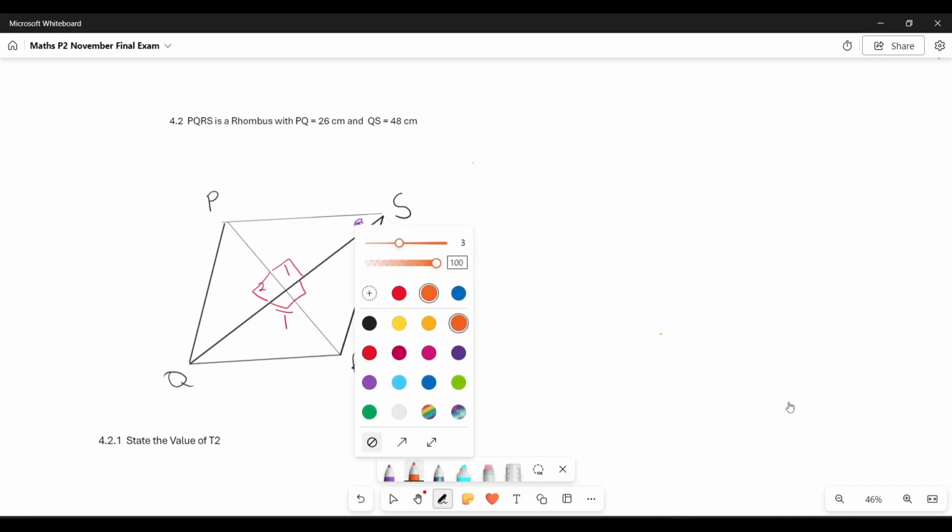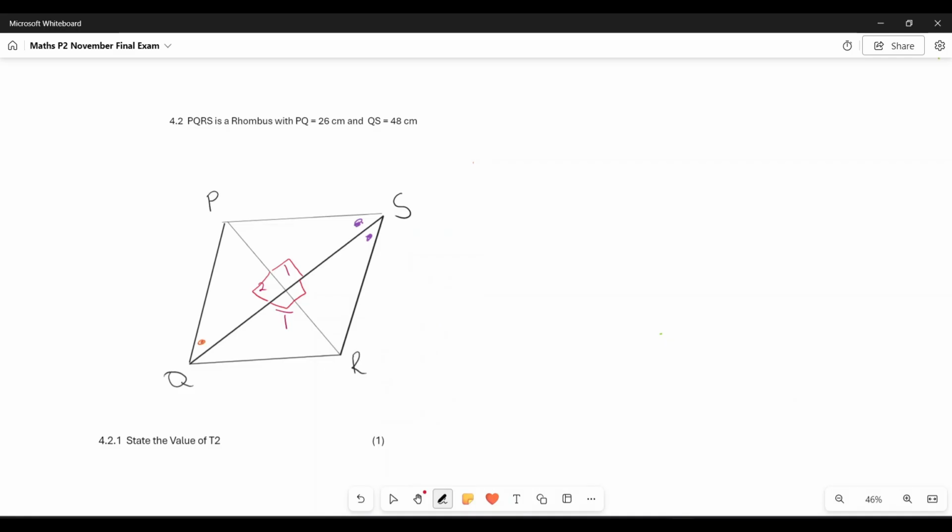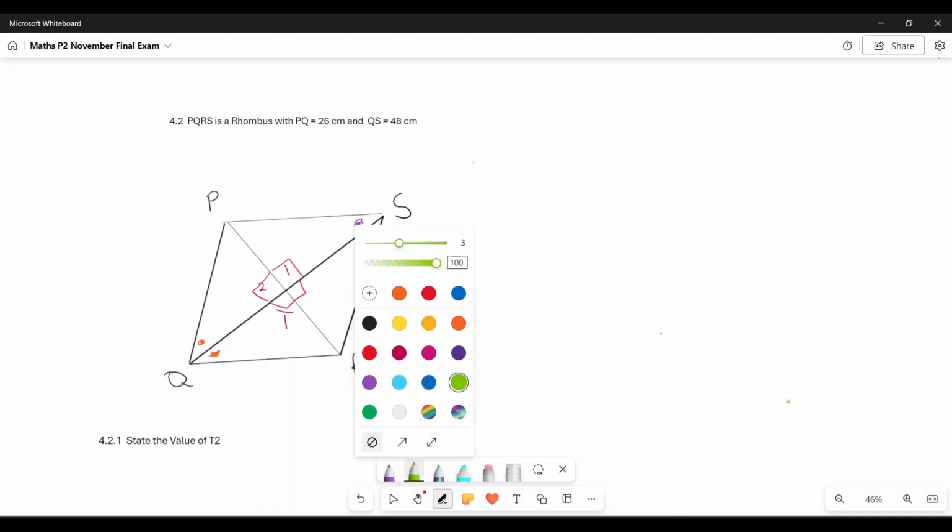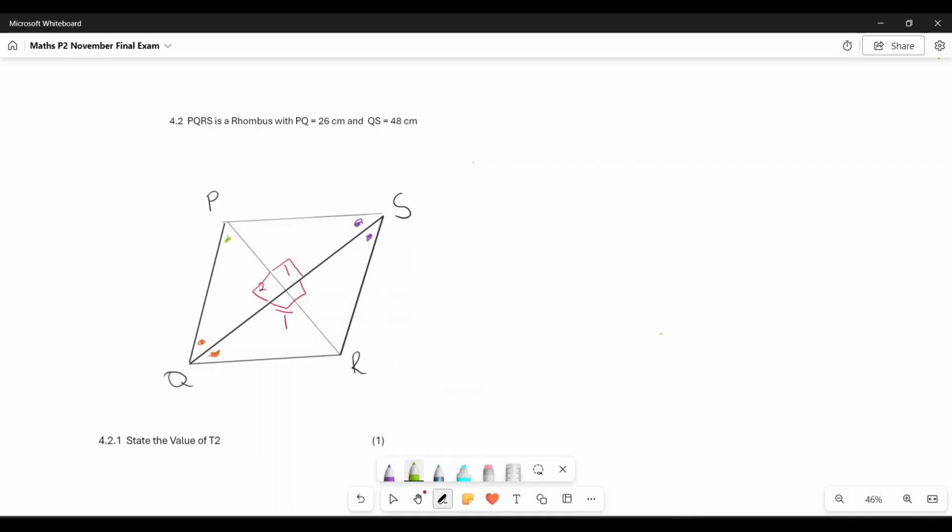Let me just change the color of my marker. I know that this angle here is going to be equal to that angle. So these angles are bisected, right? So they are cut into two equal angles. So this is going to be equal to that. And lastly, this is going to be equal to that. Also, you know that opposite lines are parallel to one another. And because this is a tilted square, all sides are going to be equal to one another.